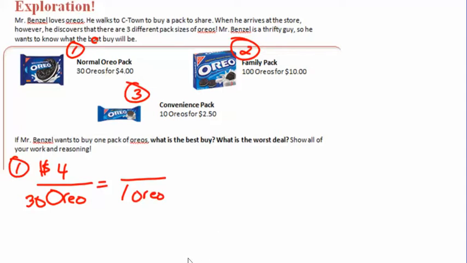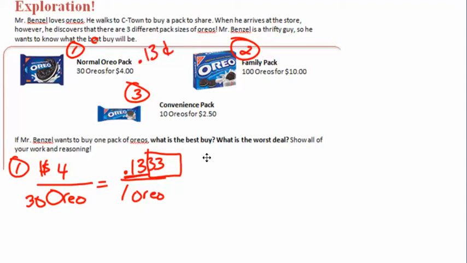Write this down. All right, then you can just grab your calculator, and you're going to put $4 divided by 30. 4 divided by 30. And that gives me 0.13333, and so on. So if we're talking about money, in our money system, we only deal with 2 decimal places. So all this extra here is just going to tell me if it's enough to round up to the next penny. This is not enough to round up, so this is going to be 13 cents per Oreo.